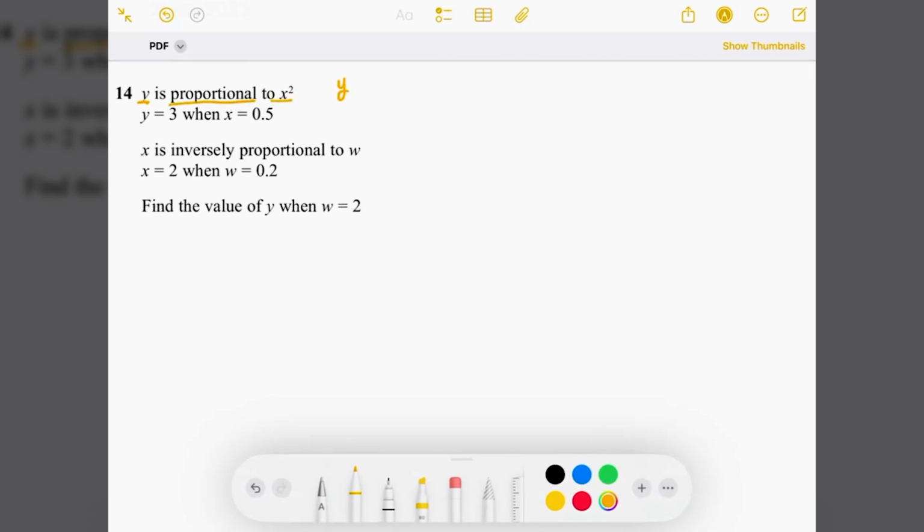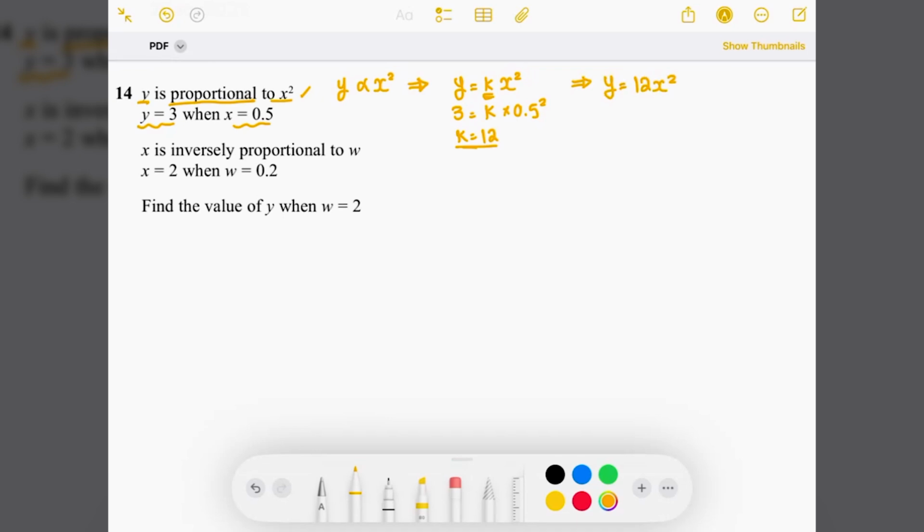Question 14. y is proportional to x squared. So we write it as this: y, that fish sign, x squared. That fish sign is the same as equals k. So this could also be written as y equals k times x squared. Now let's look at the next sentence. y equals 3, I don't have k, times 0.5 squared. So k equals 3 divided by 0.5 squared, k equals 12. Now that I have this k, I'm just going to replace it with this k, and then I'm going to forget about everything else. So I end up with y equals 12x squared.